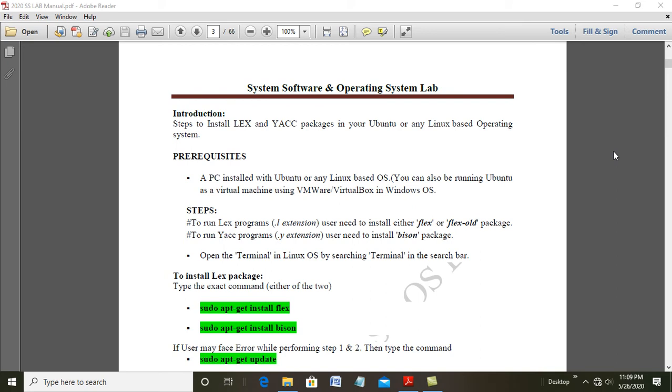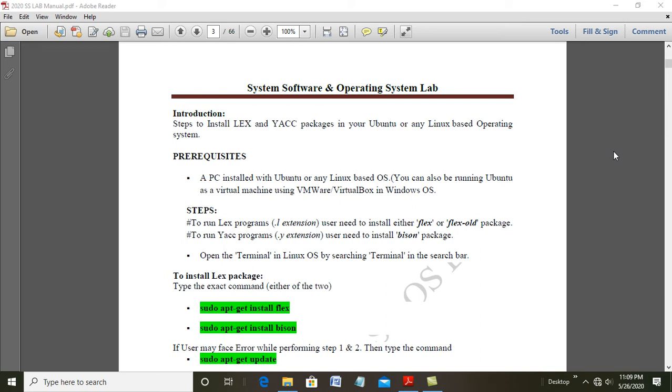And the same thing if you want to implement your YACC programs: the simple command to install the package is sudo, which stands for superuser do, apt-get install bison. After performing these two steps of installing both the Lex and YACC programs, the user can update the system. Sometimes the system is already updated, so it will install directly. Sometimes it is not updated, and it is the user's responsibility to update the operating system.